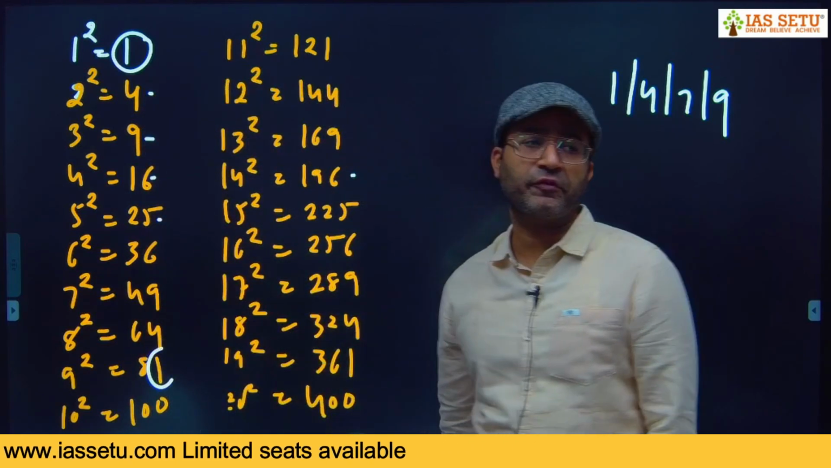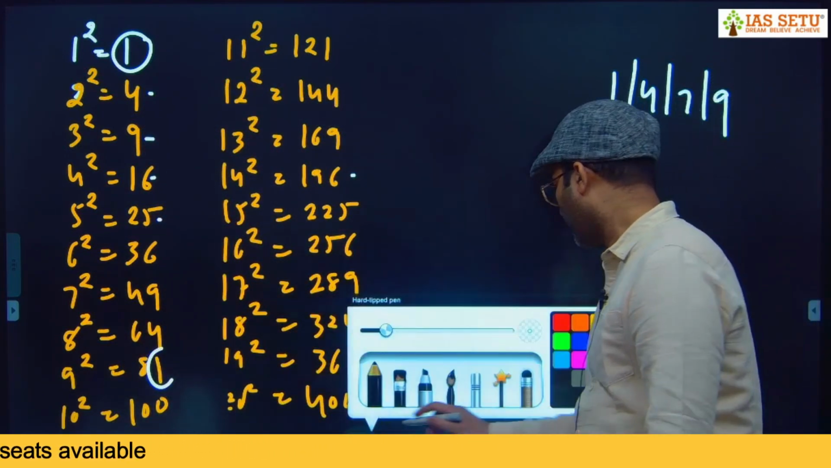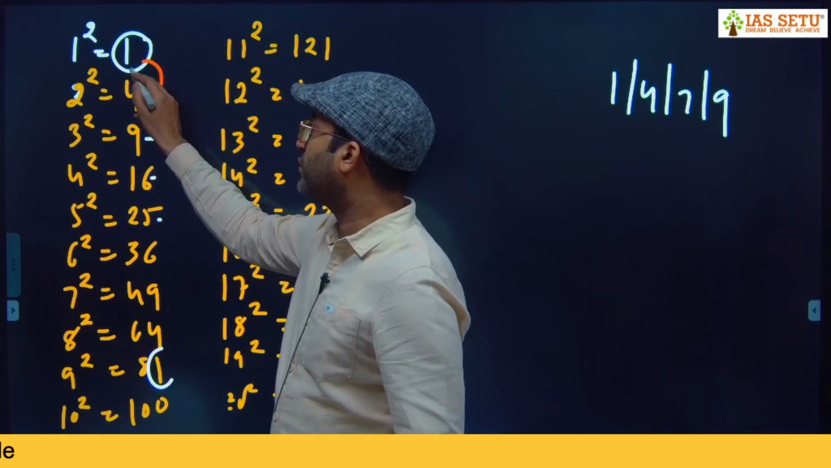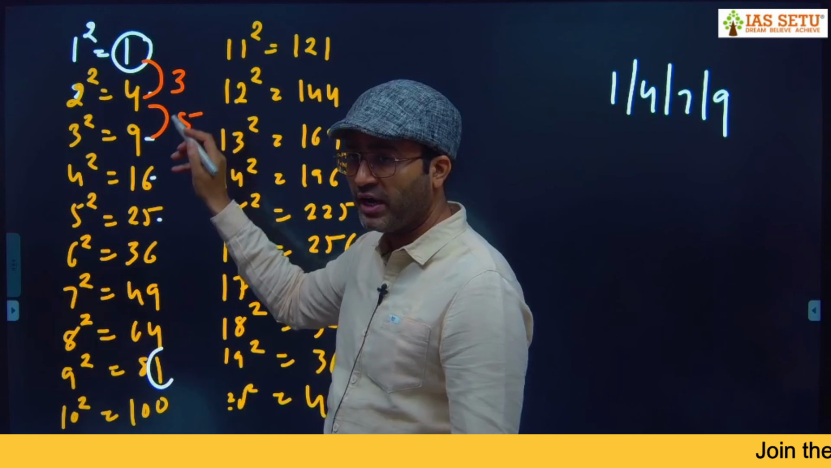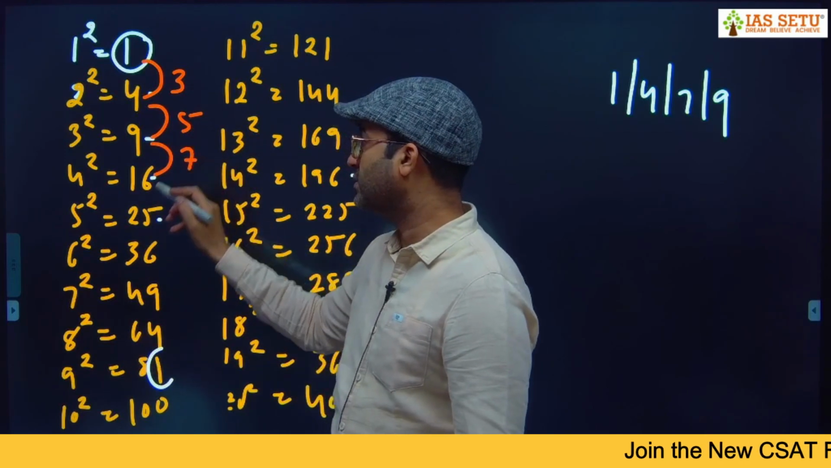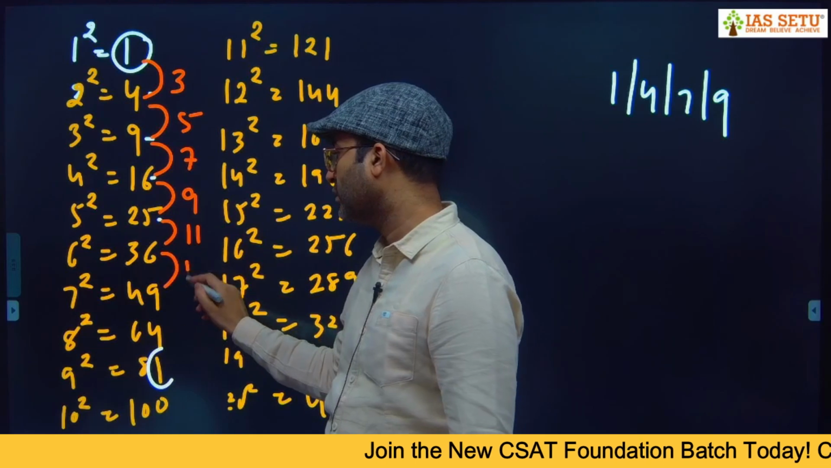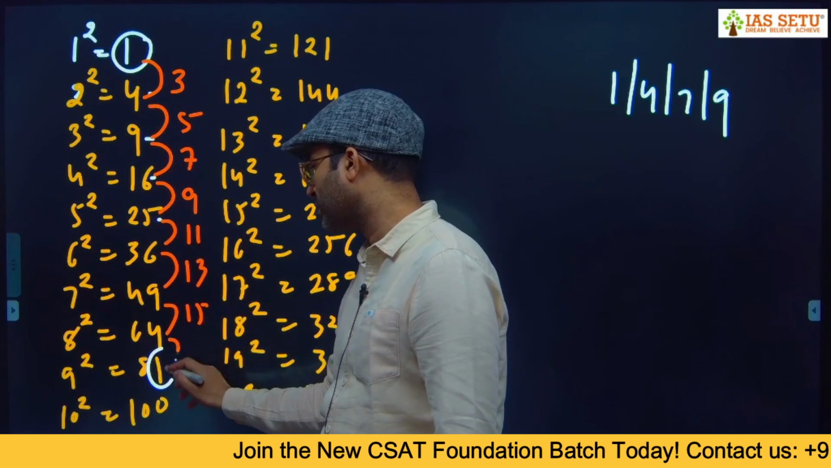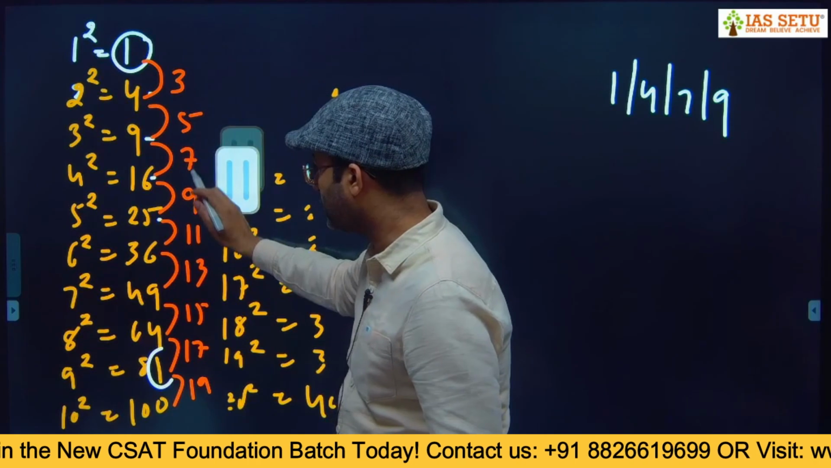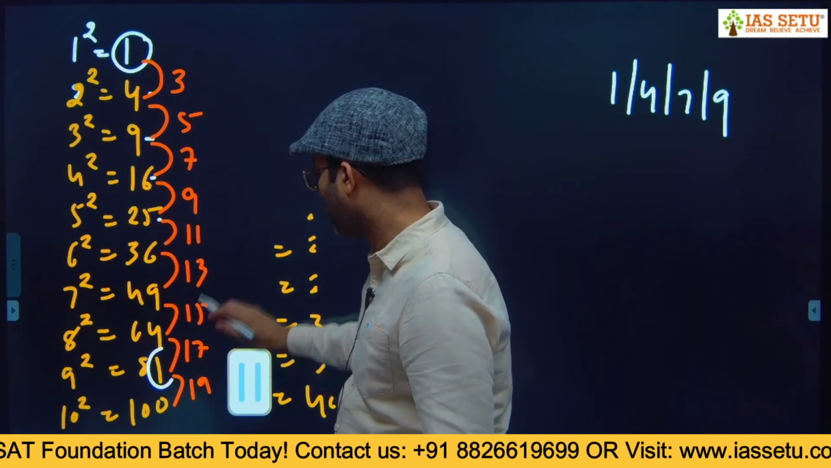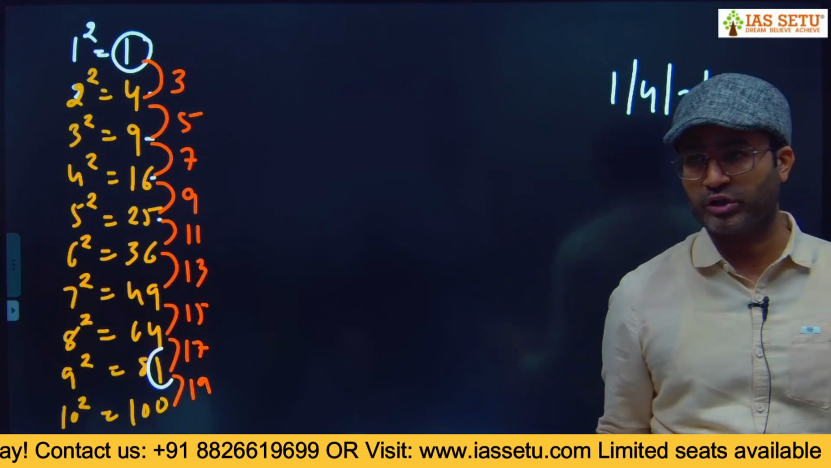We will see the difference of consecutive perfect square numbers. Here the difference of 1 and 4 is 3. Difference of 4 and 9 is 5. 9 and 16 difference is 7. Here the difference is 9. Here 11, 13, 15, 17, 19. Tell me what are these? Odd numbers in a sequence.